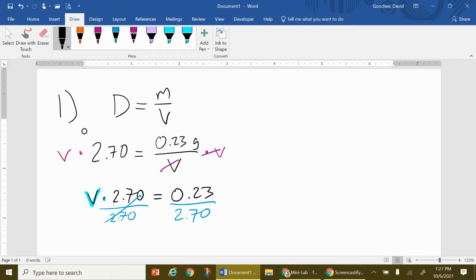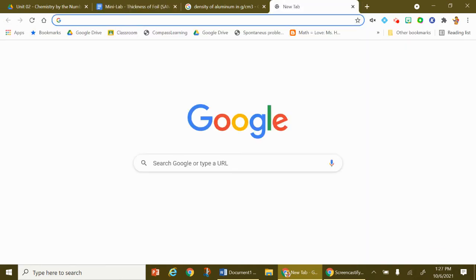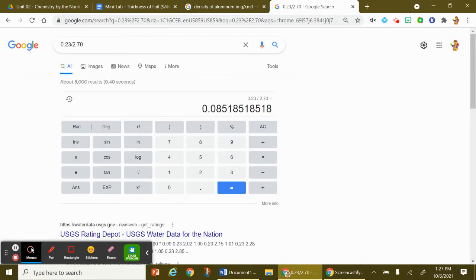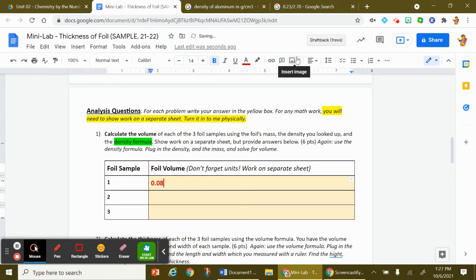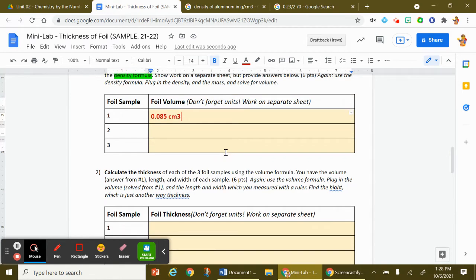So the volume equals 0.23 divided by 2.70. Let me plug that in. Here we go, just plug it into Google. 0.23 divided by 2.70. The volume of this sample here was 0.085. So I'm just going to plug that in. The volume is 0.085 centimeters cubed. So that's the volume of this foil sample. All right, so on to the next problem.